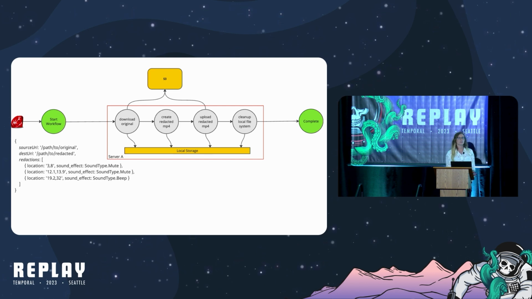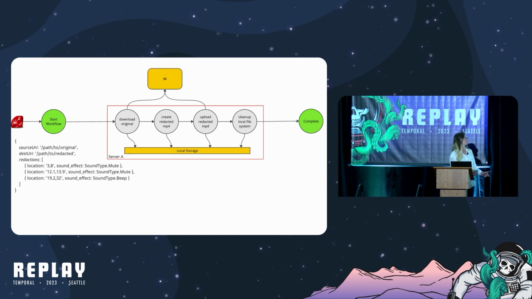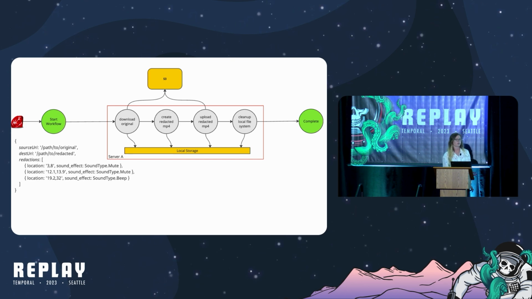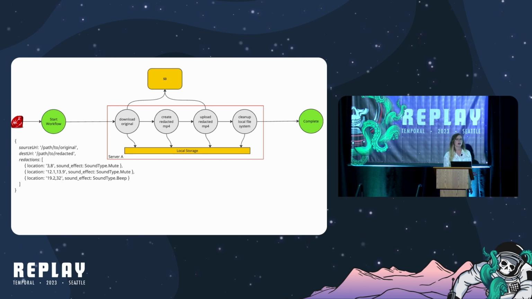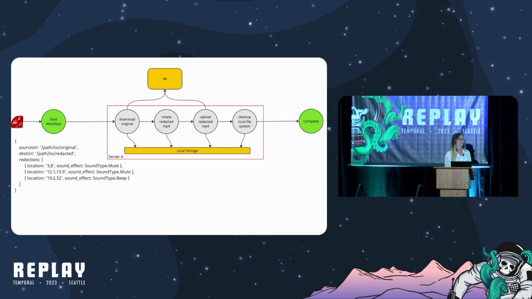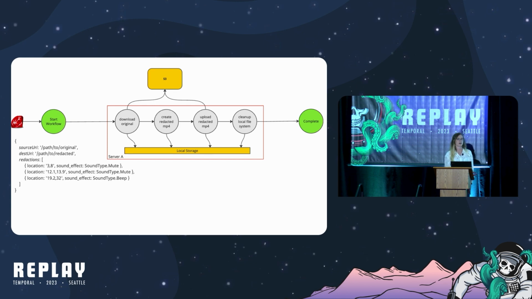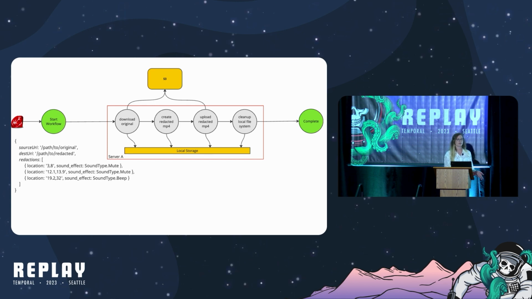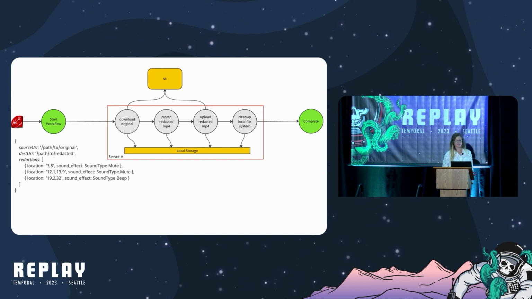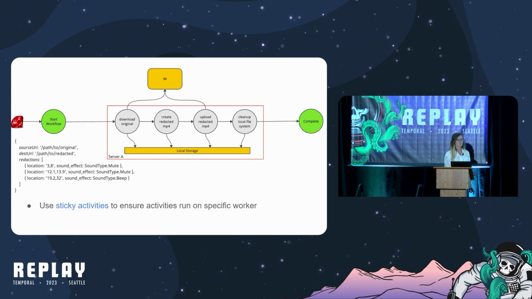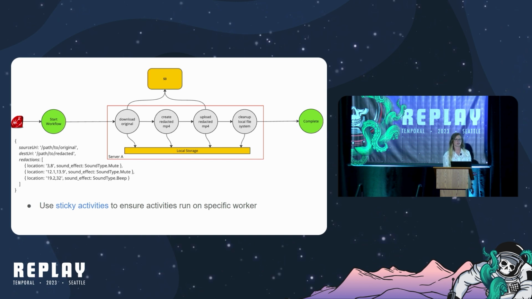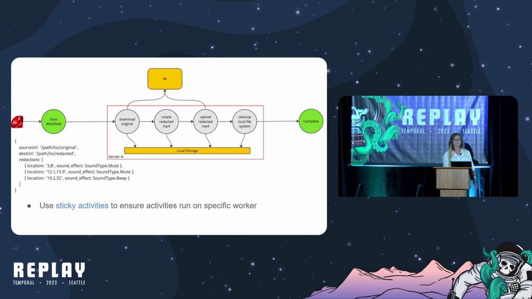Because of that, we need to ensure that all of these activities surrounded by the red box here are run on the same worker. Imagine what might happen if we download the audio file and then a different worker picks up the task to actually create the redacted version, we wouldn't have the original audio file to do so. So in order to do this, we are using sticky activities, which ensures that all of our activities are listening to the same task queue and worker.